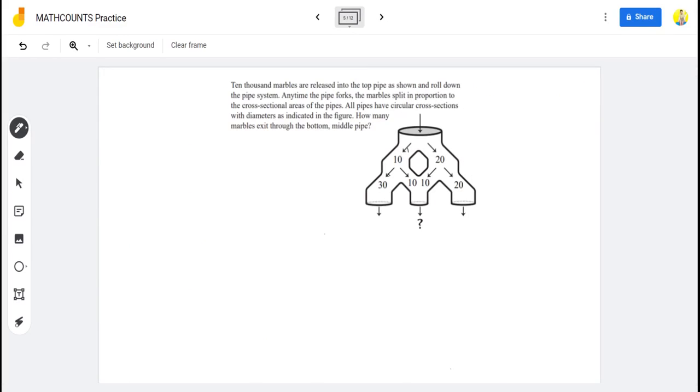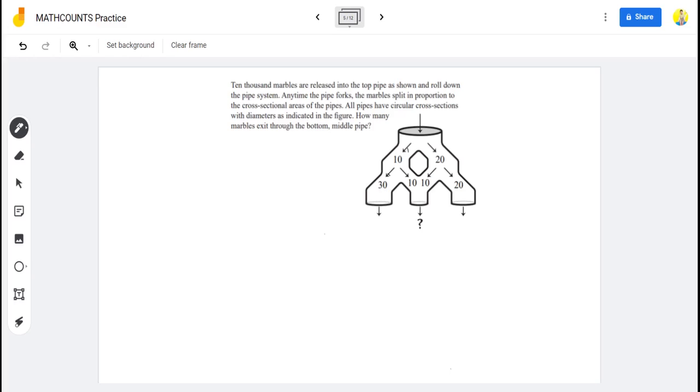10,000 marbles are released from the top pipe as shown and roll down the pipe system. Anytime the pipe forks, the marbles split in proportion to the cross-sectional areas of the pipes. All pipes have circular cross-sections with diameters indicated in the figure. How many marbles exit through the bottom middle pipe?